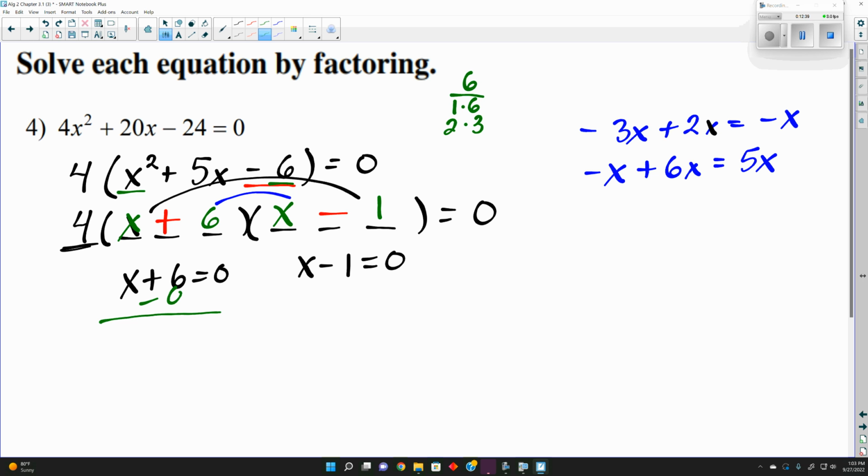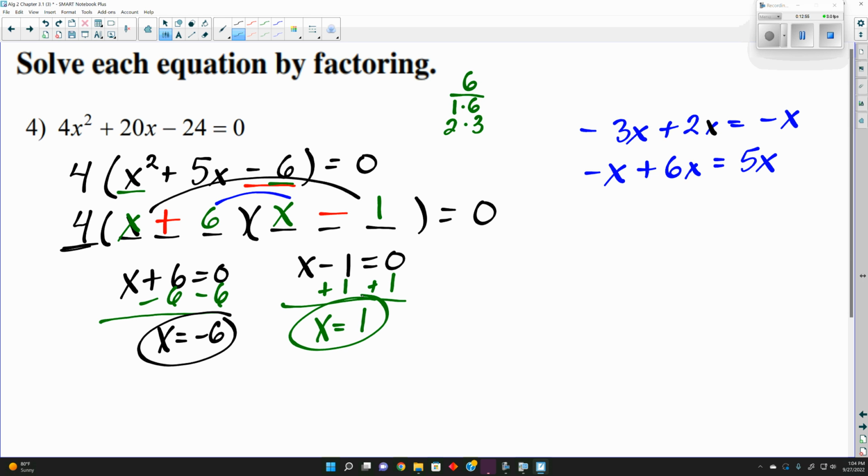Now, for the x plus 6, we can subtract 6, telling us x is equal to negative 6. For x minus 1 is equal to 0, we can add 1 to each side, telling us x is equal to 1. Negative 6 and 1 are our 2 answers. Any questions on this here?